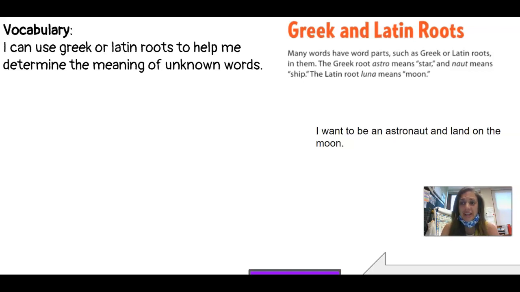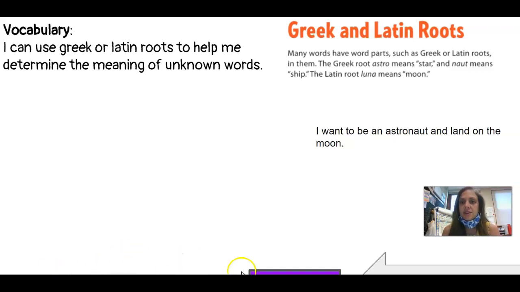Well, what are Greek or Latin roots? We've talked about root words and base words, and those are words that have basic meaning. Well, you can add what's called a Greek or Latin root to a word, and that also comes with meaning. So we can use the meanings of those roots to determine the meaning of the unknown word.